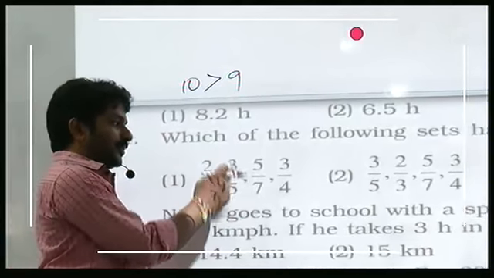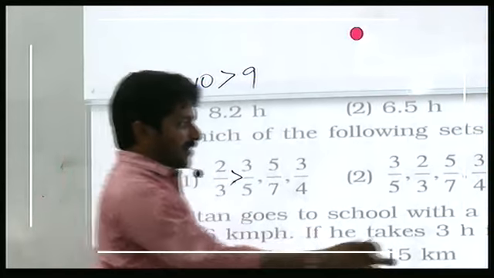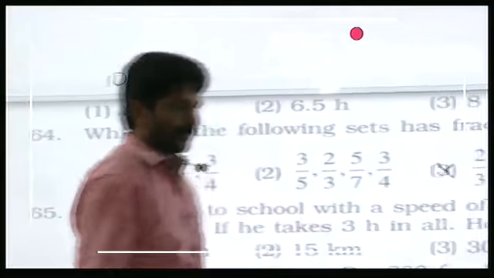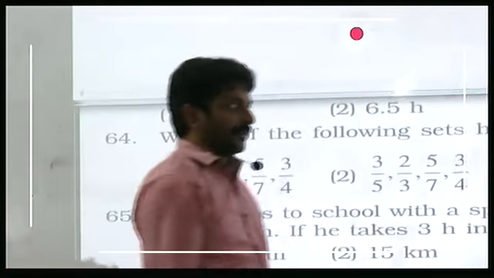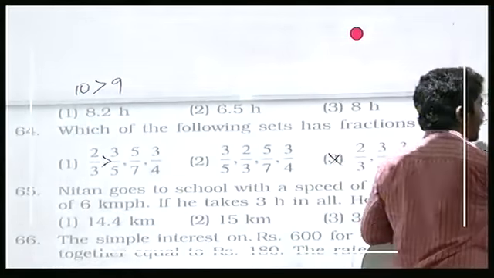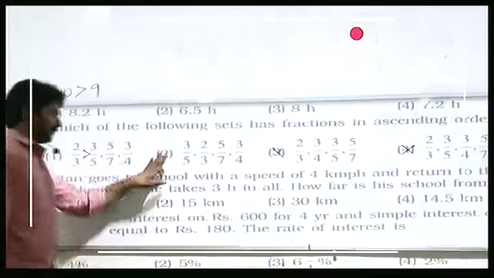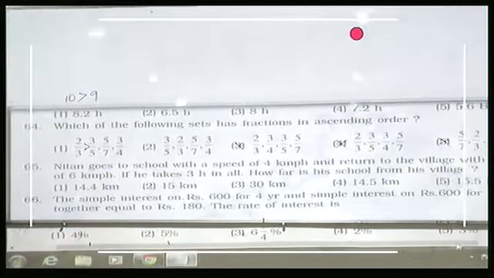Before 2 by 3, you should have 3 by 5. Yes or no? With the same logic, this cannot be your answer. Before 2 by 3, you should have 3 by 5. Yes or no? With the same reason, this cannot be your answer. Final. Got it?